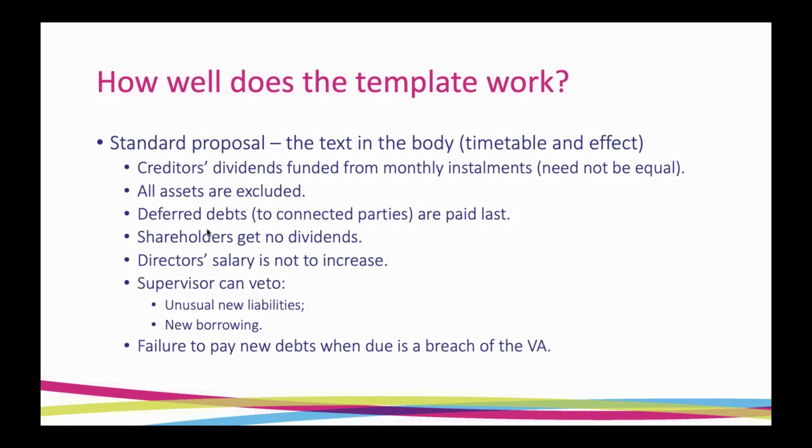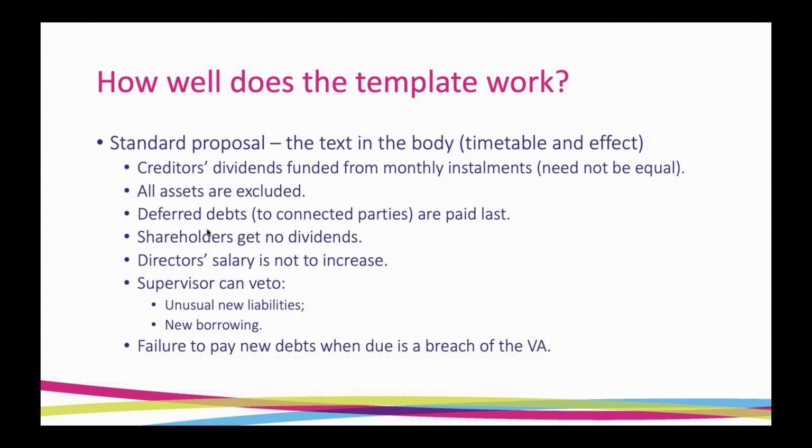and expenses. Now, the way that the standard proposal works, what the text in the body says, is that essentially all of the business's assets are excluded from the proposal. They are not made available to the supervisor, and the only funds that the supervisor has in the CVA are the monthly instalments from the business, and it's from that dividends to creditors will be paid.